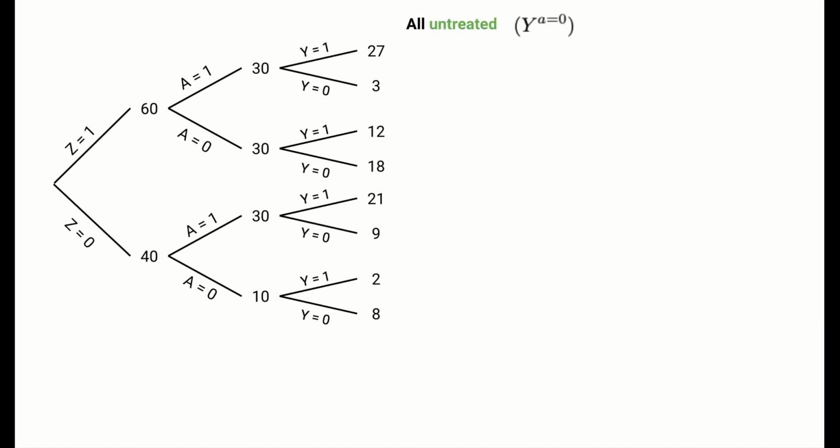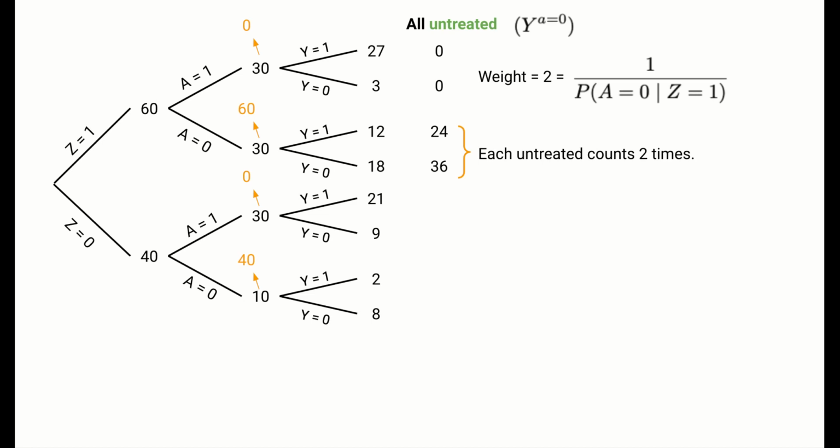We start with the same tree diagram showing how our data fall into different levels of Z, A, and Y, but this time we'll have all 60 Z equals 1 people be untreated, and we'll have all 40 Z equals 0 people be untreated. Among the Z equals 1 untreated, there's a 40% success rate. So when we maintain this rate for all 60 of the Z equals 1 people being untreated, then 24 will have a success and 36 will have a failure. Note that in this scaling up, each untreated person in the Z equals 1 branch counts twice, and this weight of 2 is equal to the inverse of the probability of being untreated in the Z equals 1 branch.